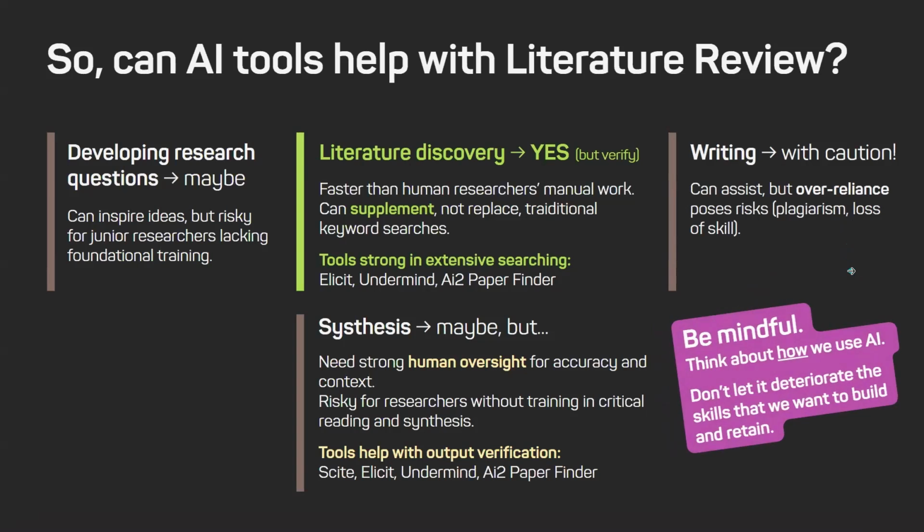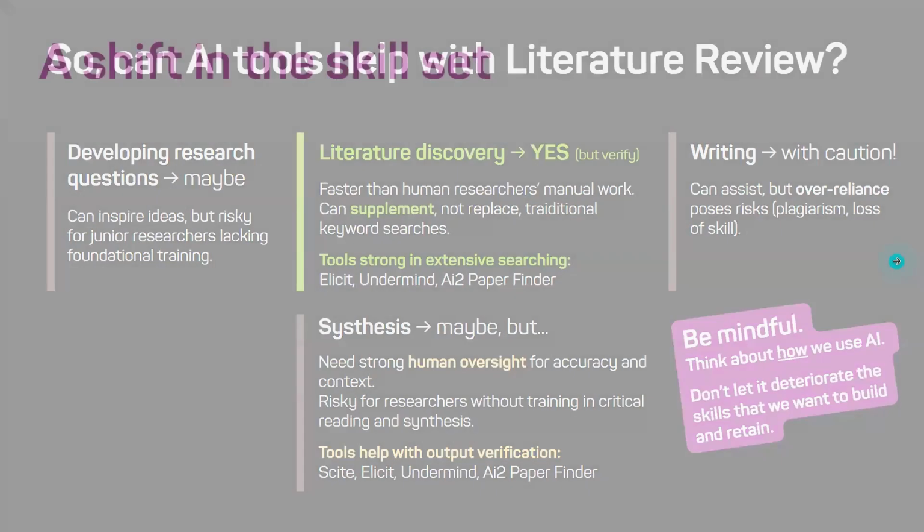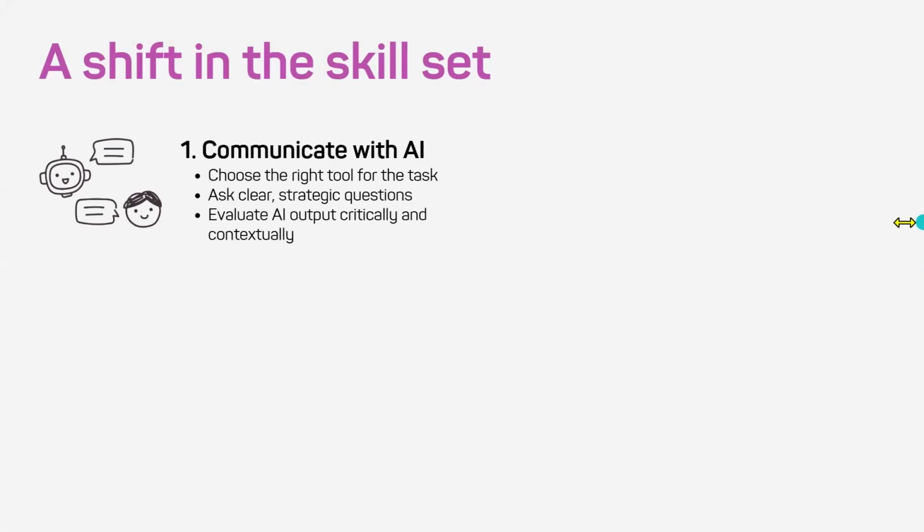Yeah, and I want to mention that nowadays, even for myself, I use AI tools for different tasks a lot, and I start to notice that my thinking in some areas starts to deteriorate. Okay, so we need to think about how we use AI, right? Do not let it deteriorate the skills that we really want to build and retain. Okay, for example, writing.